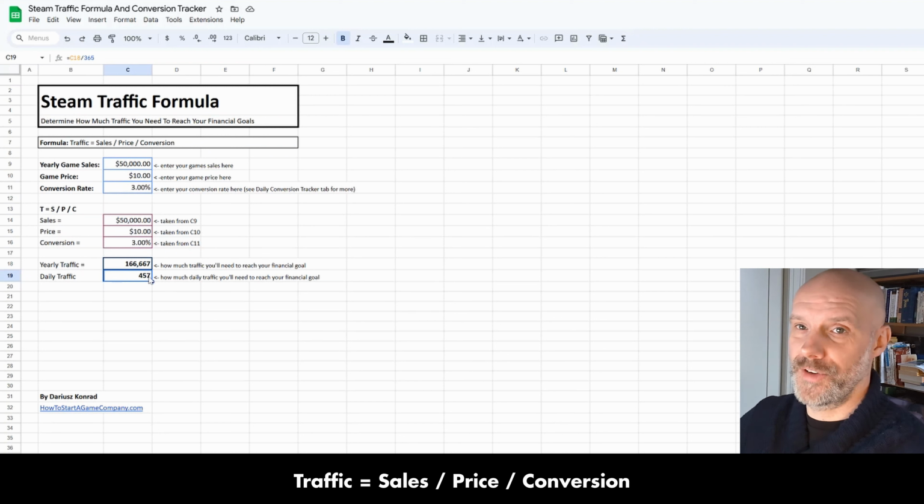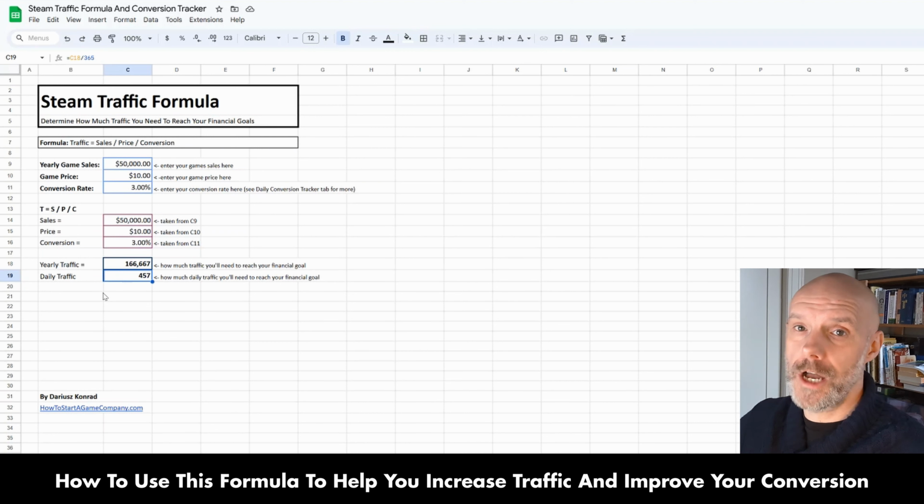But to make it easier, because it's hard for your mind to understand 170,000 people, that's kind of hard to understand, I like to chunk it down and make it a little more consumable. So what I do is take this number and divide it by 365 to get how many people I need in one day in order to reach my financial goal of 50 grand a year. So I'll need 457 people every day if I want to reach my financial goals. In the next section, I'm going to talk about how to use this formula to help you increase your traffic and increase your conversion rate.